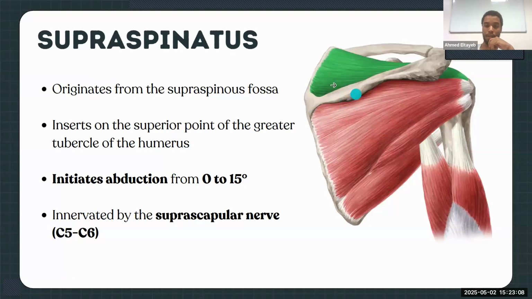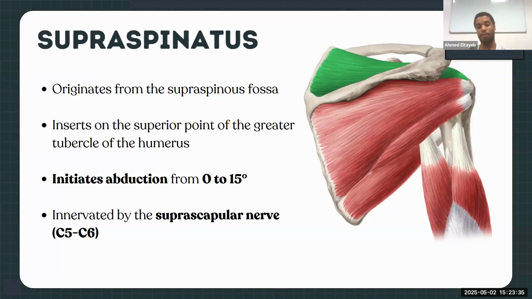Now, above the spine of the scapula, we have the supraspinatus muscle. The supraspinatus muscle comes from the supraspinous fossa, and it inserts itself on the superior point of the greater tubercle of the humerus, at this point here. So the greater tubercle is very lateral, whereas the lesser tubercle is medial. So it inserts laterally on the superior point of the greater tubercle of the humerus.